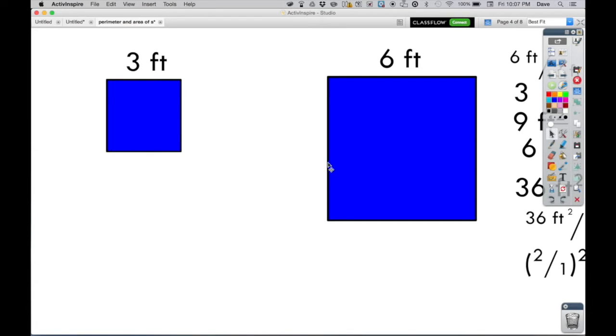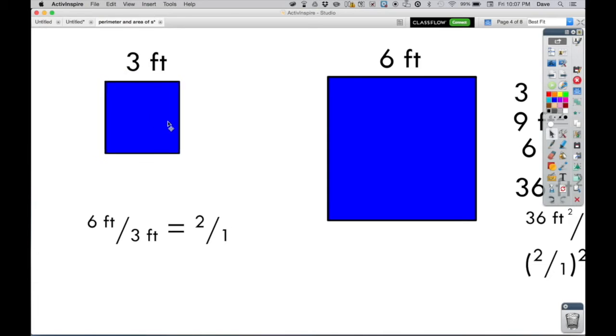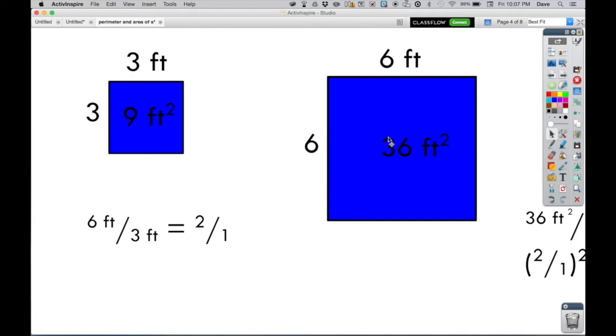All right, but the nice thing is we start off the same. We first do a ratio of corresponding sides, 6:3, which once again, of course, reduces down to 2/1. Now, with area, we don't need all 4 sides because the area of a square is length times width. So we just need to know that this is a 3x3 square, and that would give us 9 square feet. Same thing with this one. This is a 6x6 square. 6 times 6 is 36, so we get 36 square feet.